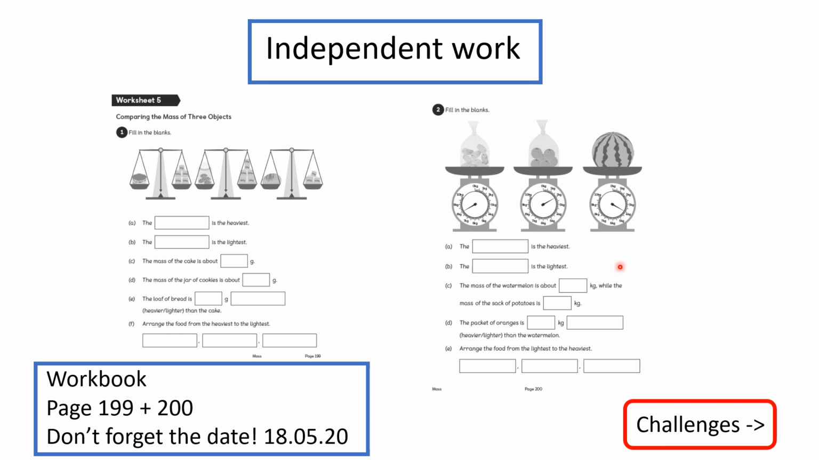In question 2 on the second page, again, there are 3 scales for you because we're comparing 3 objects today. Again, you need to read the scale first and find the mass of each object. On these scales, the scales are counting up in intervals of 1 today. And once you've found the 3 masses, then you can compare them in the sentences below again.